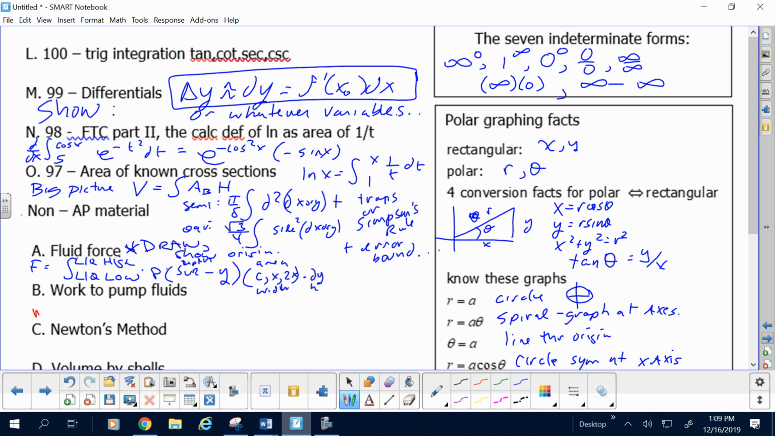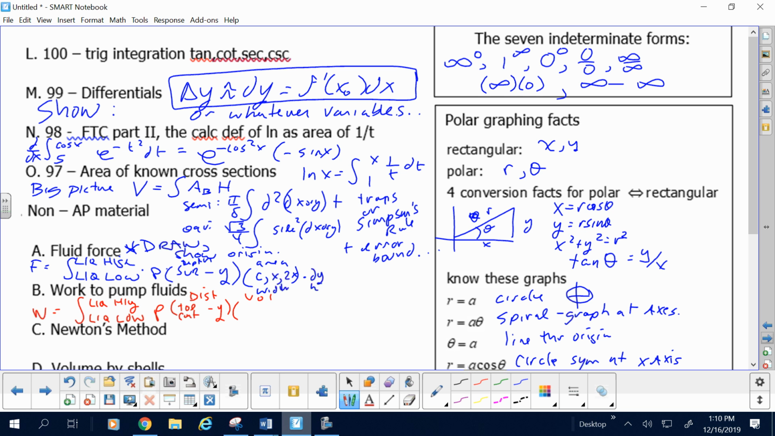Work. Do the limits change for work, or is it still liquid low to liquid high? Still where the liquid is, liquid low to liquid high. Rho is rho. D here stands for distance. When you pump a fluid out over the top of the container, it's relative to the top of the container. So top of the container minus y for distance. And it's not so much area. You need to pump volume out.